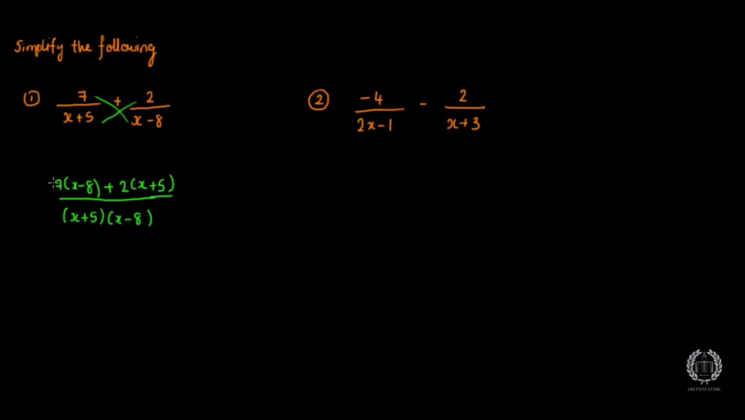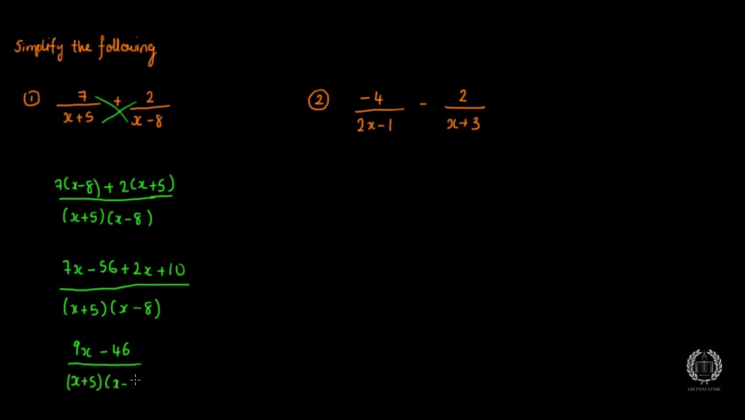Okay, and now what we're going to do is expand the top. 7 times x is 7x. 7 times minus 8 is minus 56. 2 times x is 2x. And then 2 times 5 is 10. And that's over the denominator, so that's x plus 5 and then x minus 8. Now if we simplify the numerator, 7x plus 2x is 9x, and then minus 56 plus 10 is minus 46 over x plus 5 bracket and then x minus 8. And that is the answer for the first one.